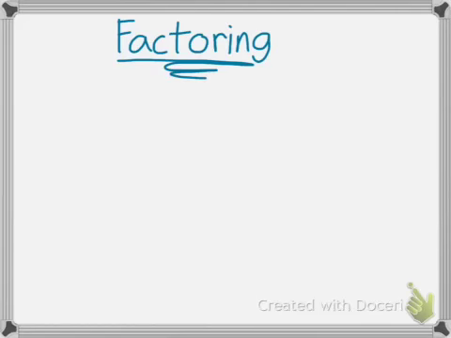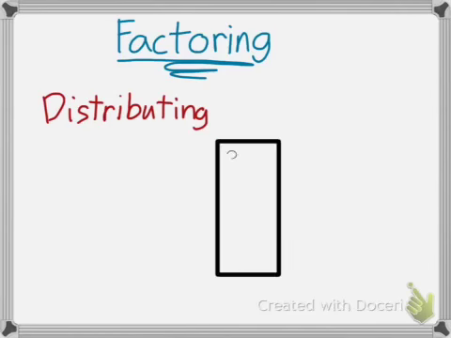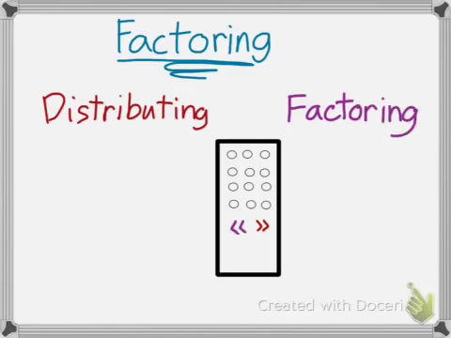Okay, let's begin. To understand factoring really well, we need to first understand its opposite operation, which is distributing. Distributing and factoring are related to each other, kind of like a remote control. Distributing is like pressing the fast forward button, and factoring is like pressing the rewind button.